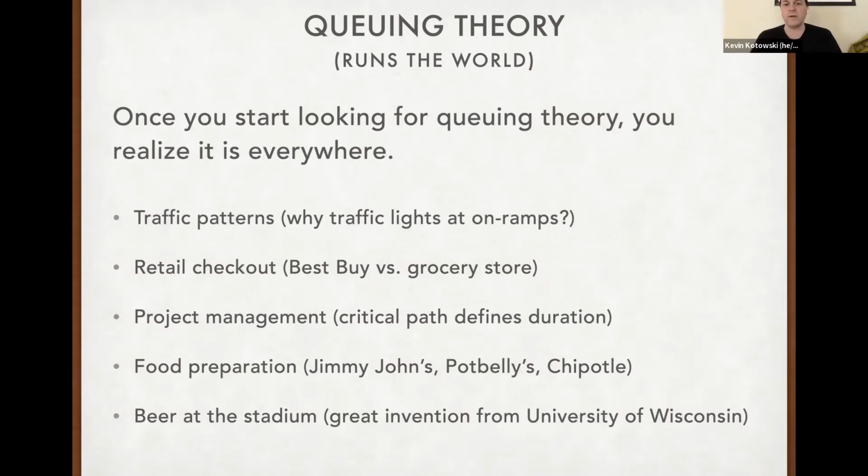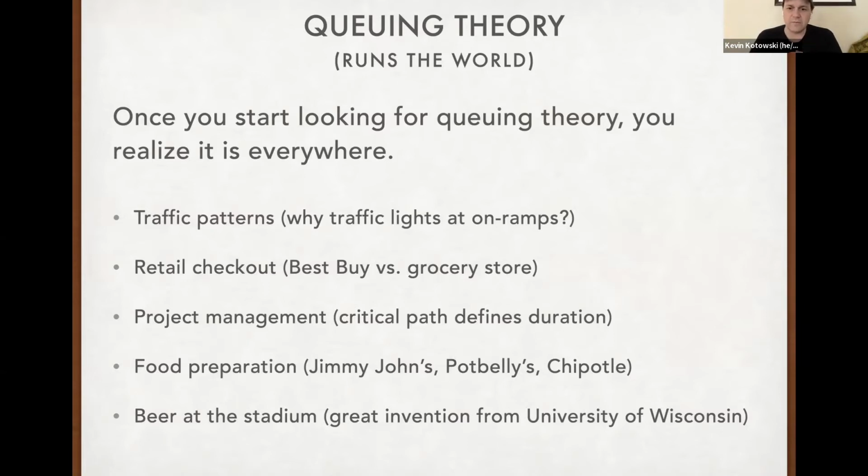In project management, and we'll actually talk about critical path because it ends up mattering for what we're going to talk about today, the critical path through the processing nodes ultimately defines the duration that a customer is within the system. For food preparation, if you've ever been to a Jimmy John's or Potbelly's or Chipotle, they're able to have extremely high throughput and keep you engaged as you interact with the people preparing your food while you work down the queue, much like an assembly line.